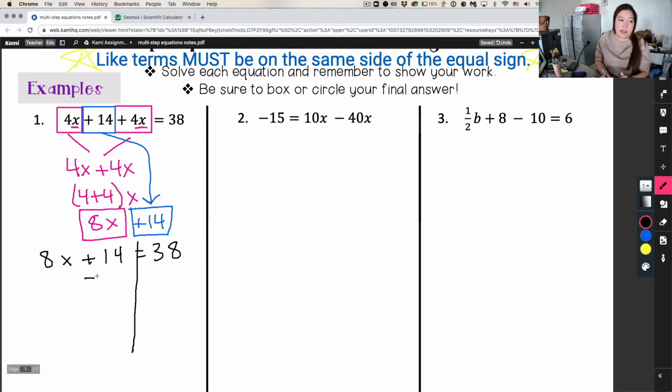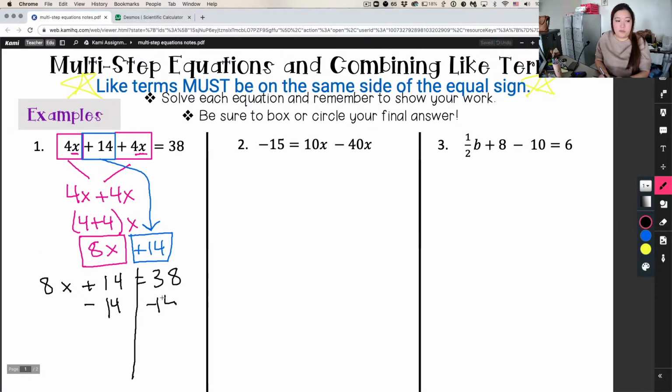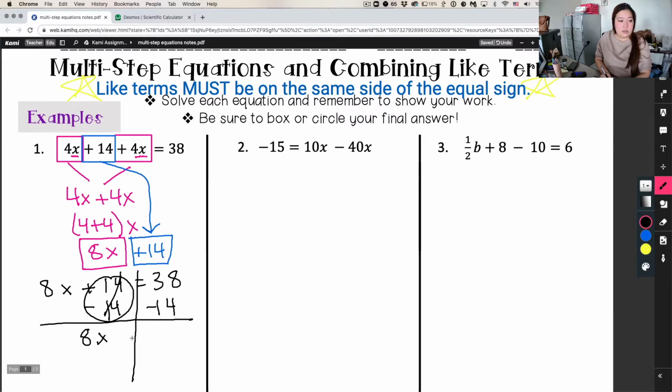So we will subtract, because that's the opposite of plus, subtract 14 from both sides. This turns into 0 and goes away. We have 8x equals 38 minus 14, which is 24.